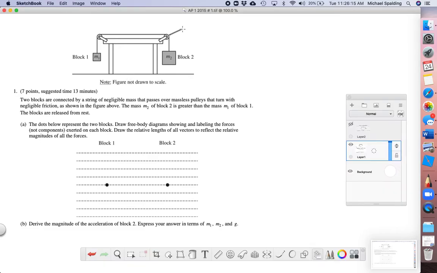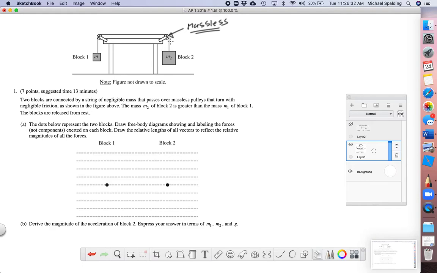Now the fact that these pulleys are massless is important. What that means is that a massless pulley is basically not even there. It takes no force at all to get that pulley to accelerate.